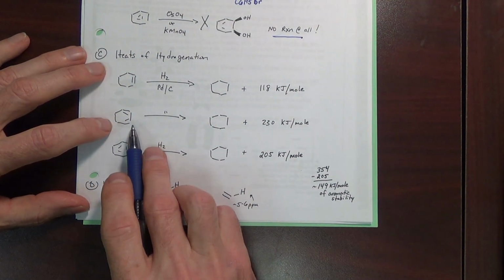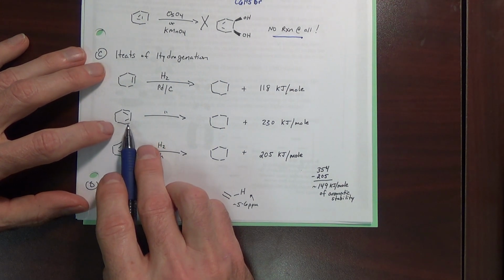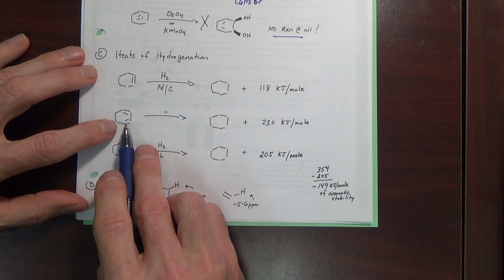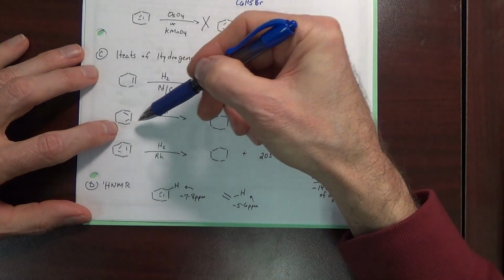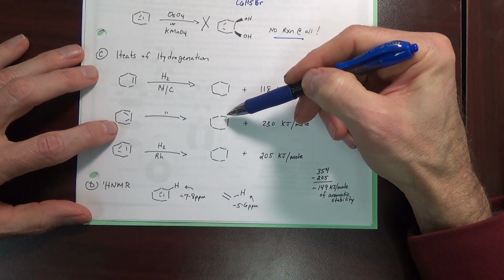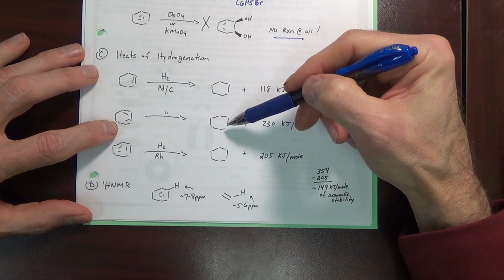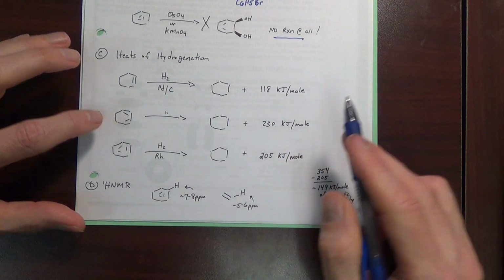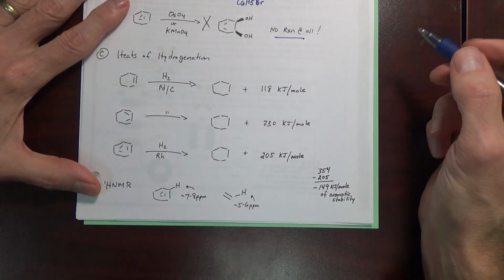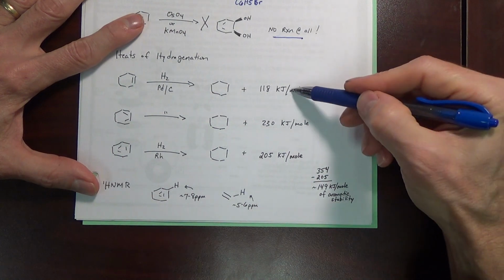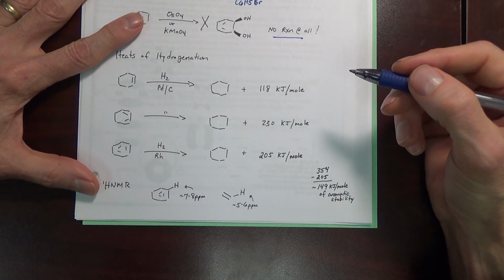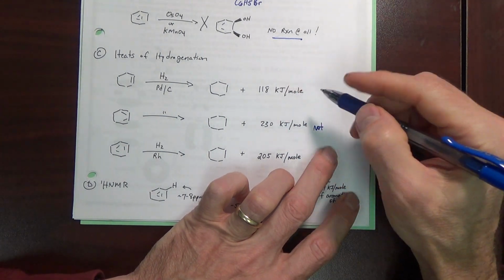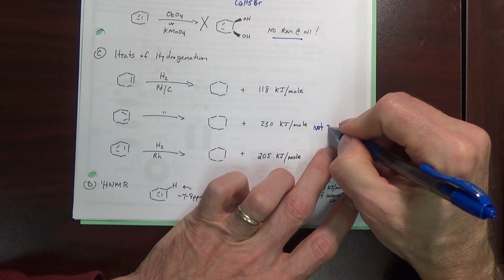If you do the same reaction with cyclohexadiene, that would be cyclohexene. This would be cyclohexadiene. You can reduce both double bonds down to cyclohexane, and you release 230 kilojoules per mole, also exothermic. But note that it's not double 118. It's not. Double would be 236.